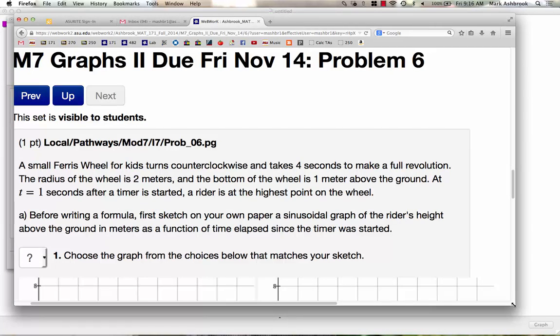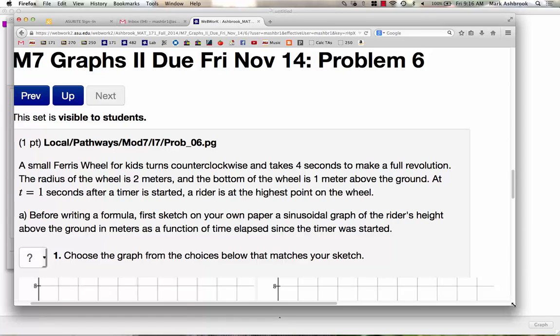The radius of the wheel is 2 meters. The bottom of the wheel is 1 meter above the ground. T equals 1 second after the timer started, the rider's at the highest point on the wheel. So first thing we need to do is take this given information and make a sketch of it. And then once we have that sketch, then we know we can write it.